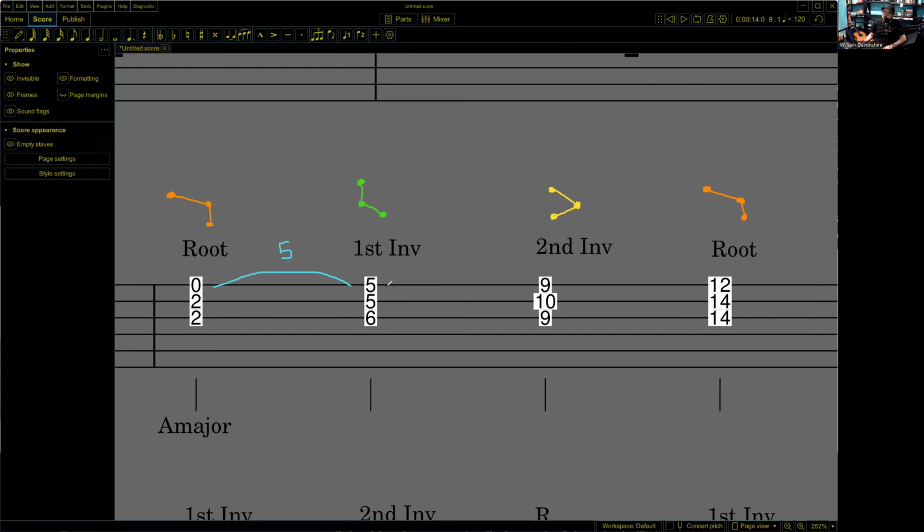Okay, now if we go from here to here, from the first inversion to the second inversion, it's going to be a distance of 4. 5, 4. And then from 9 to 12, we have a distance of 3. So pretty easy, 5, 4, 3. Okay. Now if we move down to the lower ones, I'm going to get rid of those.